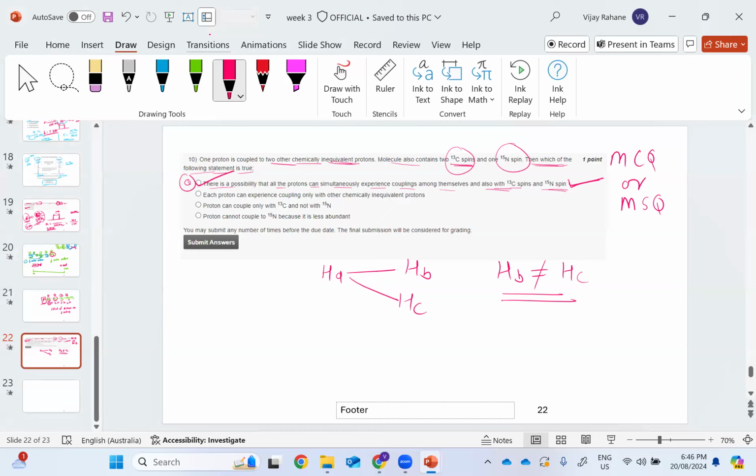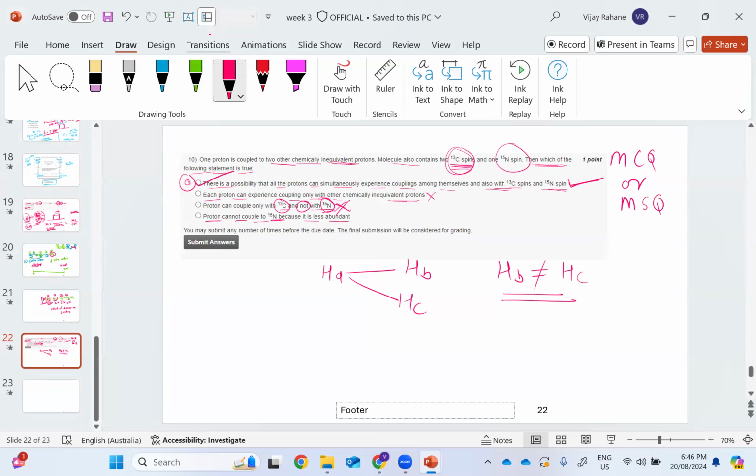Each proton can experience coupling only with other chemically inequivalent protons. No, it can also show coupling with 13C as well. So this is obviously the wrong statement. Another one: proton can couple only with 13C, not with 15N. This is also wrong because nitrogen 15 is also NMR active, right? So this proton can also couple with this nitrogen 15. But here it is not mentioned. So this is the wrong answer. Another sentence: protons cannot couple to nitrogen 15 because it's less abundant.